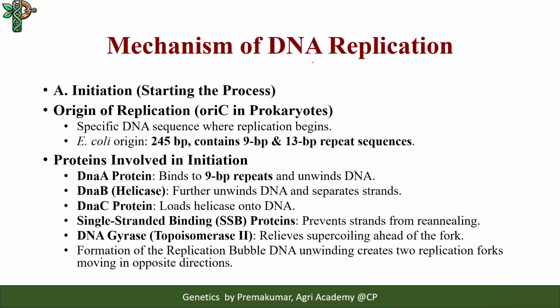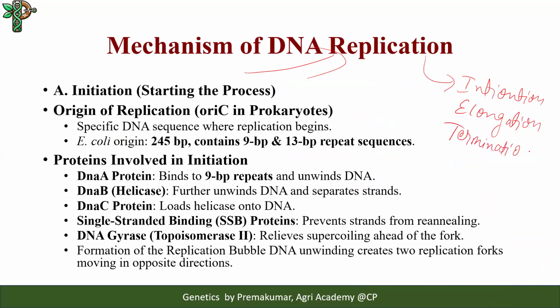Then how will the replication occur? There are three steps in DNA replication: initiation, elongation, and termination. Three broad steps: initiation, elongation, termination. We will discuss initiation first.